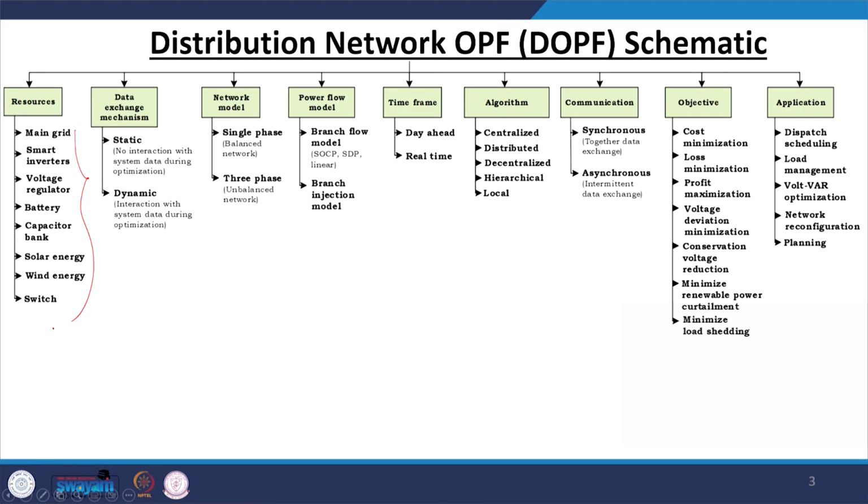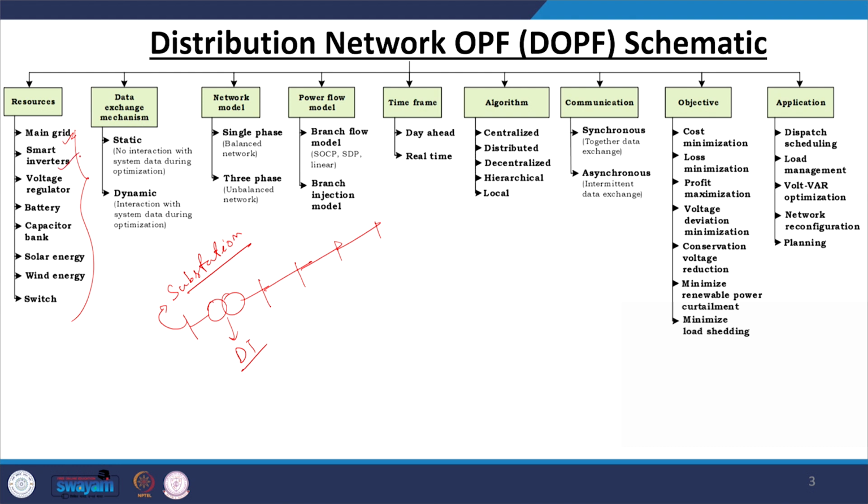So, first we will see the schematic of the distribution network OPF, abbreviated as DOPF. The resources normally we have in a distribution network are your upper grid, that means you have a connection with your upper grid and then your distribution network will start, right. This is your distribution transformer. So, this upper grid is a substation where you have connected your substation. That is the one source of your distribution network.